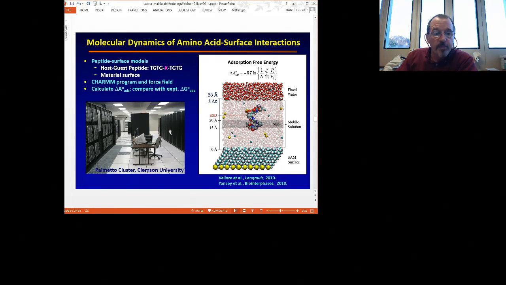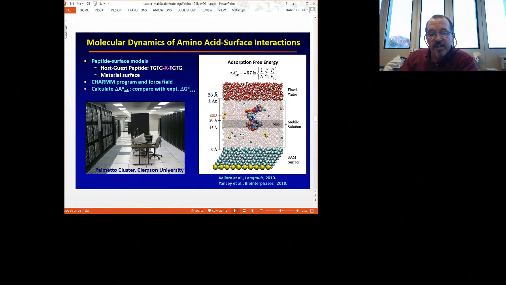And at Clemson, we use the Palmetto cluster, which has over 20,000 processors, all in a big computer farm. It's an excellent resource for research computing. It's fully staffed and monitored 24/7. So this has been a great asset for our simulations.